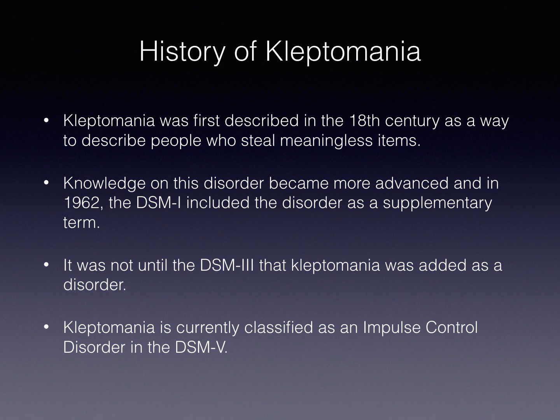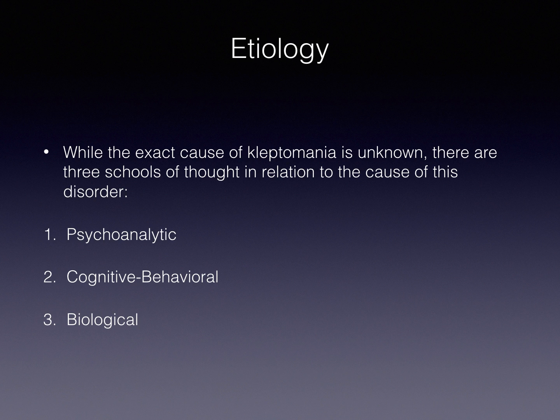A little bit about the history of kleptomania. It was first described in the 18th century as a way to describe people who steal meaningless items, and it's progressed since then. In 1962, it was included in the DSM-1 as a supplementary term. It wasn't until the DSM-3 that kleptomania was added as a disorder of its own, so it was skipped in DSM-2. And it's currently classified as an impulse control disorder in the DSM-5. So next, we'll talk about the etiology of kleptomania.